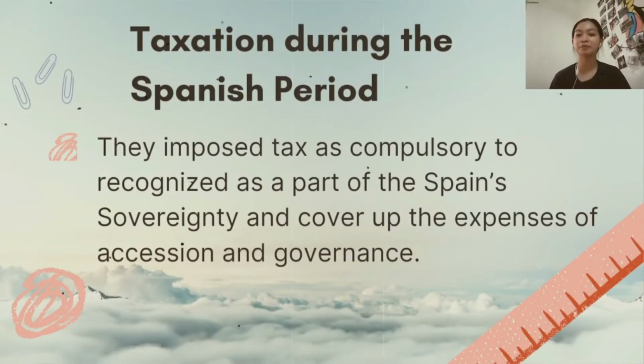Now, let's begin about the taxation during the Spanish period. They imposed tax as compulsory to recognize as a part of Spain's sovereignty and cover up the expenses of accession and governance. This topic emphasizes how the Spanish government imposed taxes on the Philippines as a part of their colony.